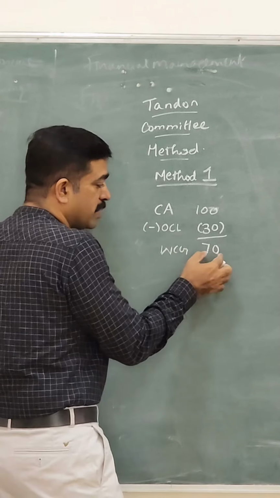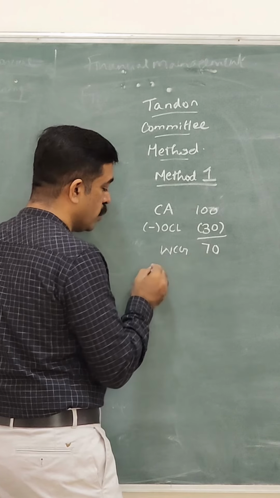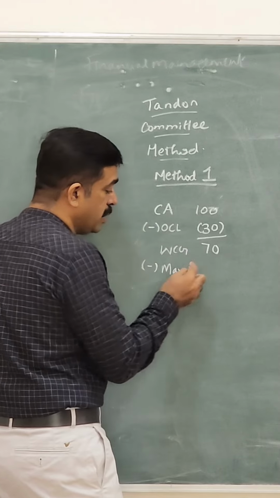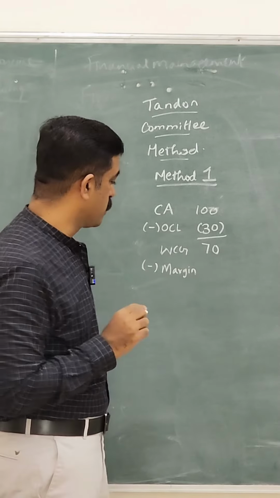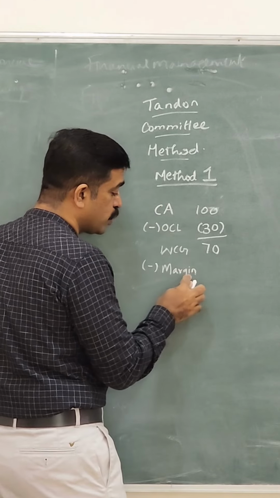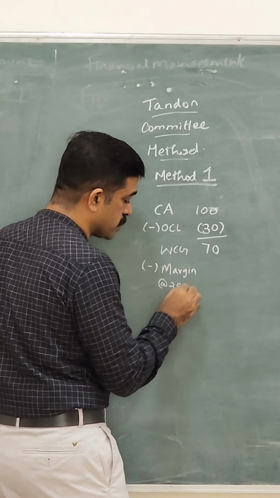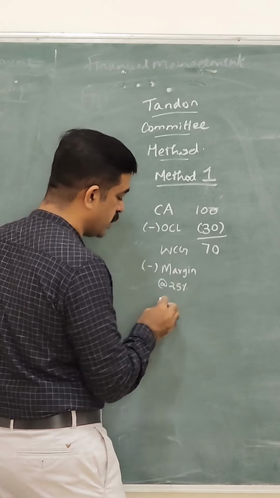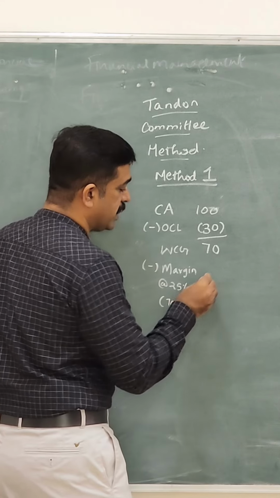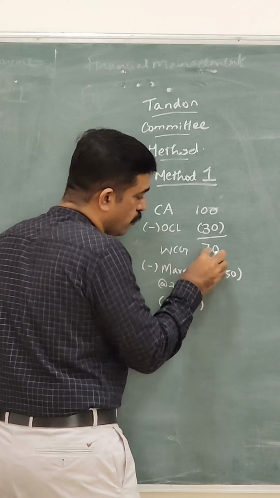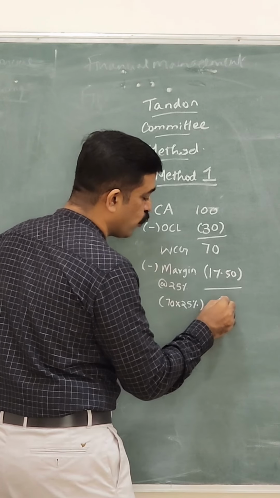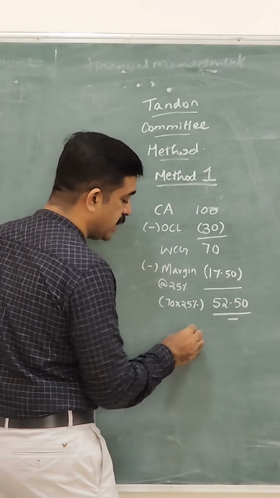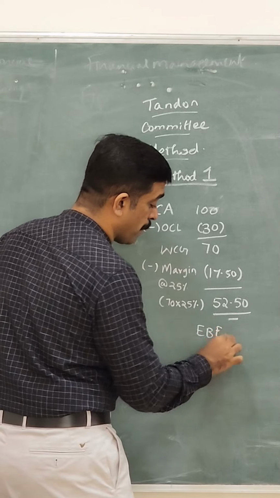Now, this 70 cannot be funded entirely by the bank. So there should be a margin contribution. That is, the borrower should bring in margin, and a certain percentage is prescribed in this method. Method 1 says the borrower should bring in margin at the rate of 25% on this working capital gap. So 25% of 70 will be 17.5. We deduct that from the 70, and now you get a figure of 52.5. This 52.5 is the eligible bank finance as per method 1.